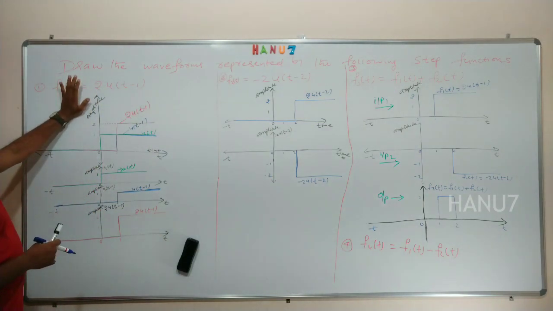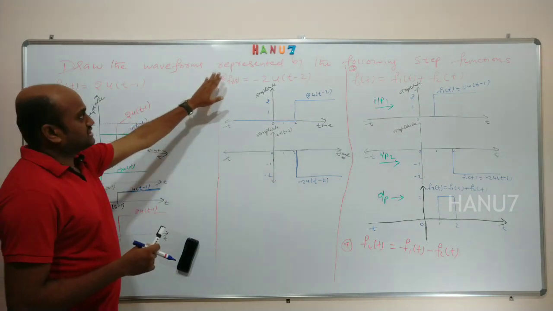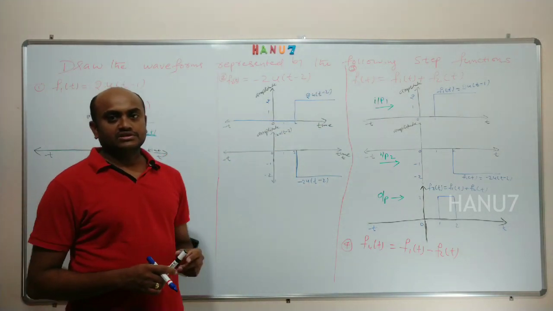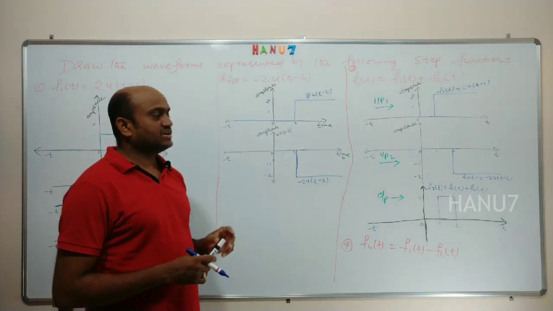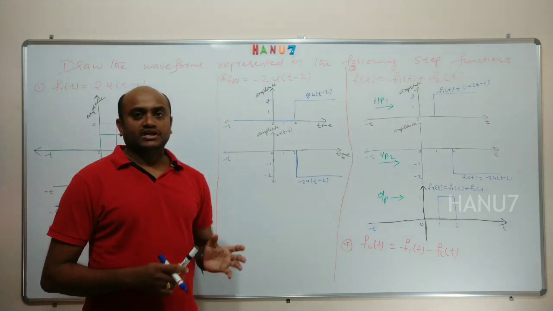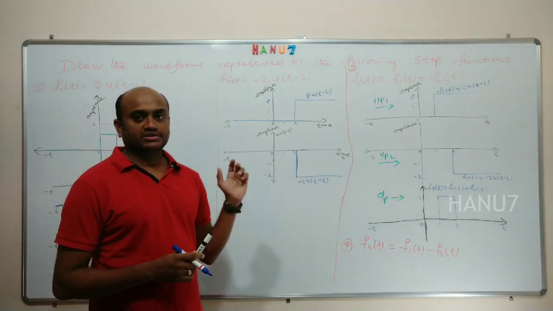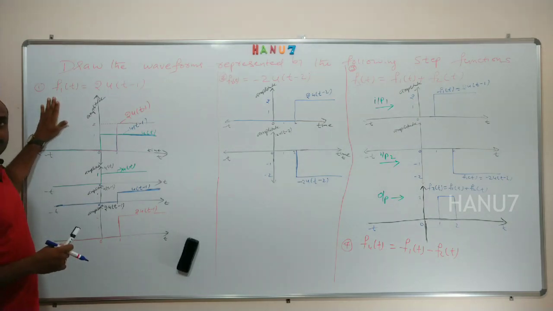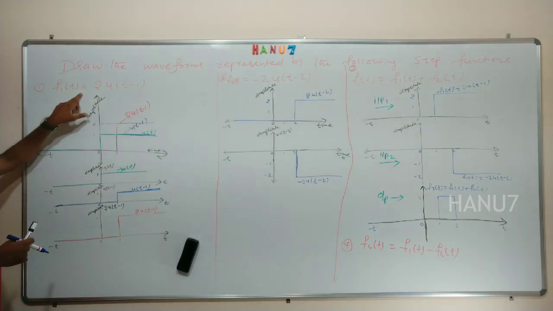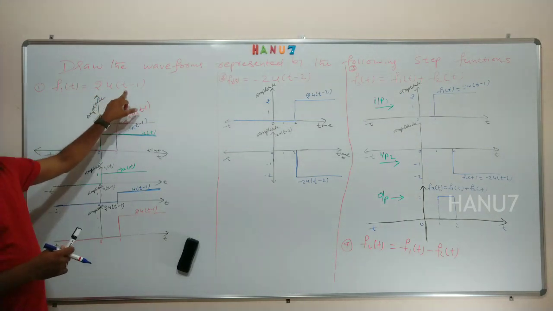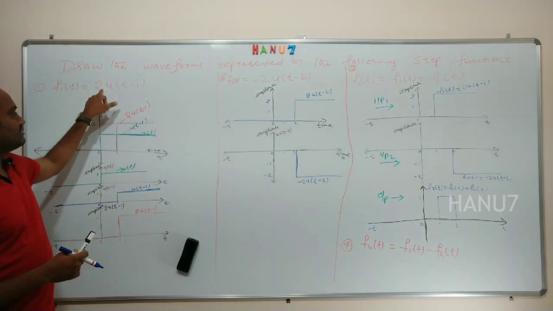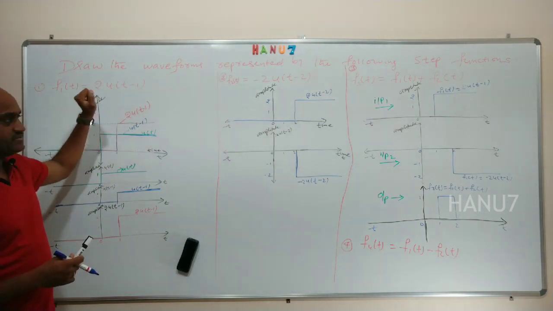We are going to see the numerical. Draw the waveforms represented by the following step functions. I also explained elementary signals. We have a unit step. So he has given some step functions for us and is asking us to draw the waveforms. The first question in this numerical is f1(t) = 2u(t-1). He gave a unit step which is delayed by 1 and multiplied by 2. We have to draw this waveform.